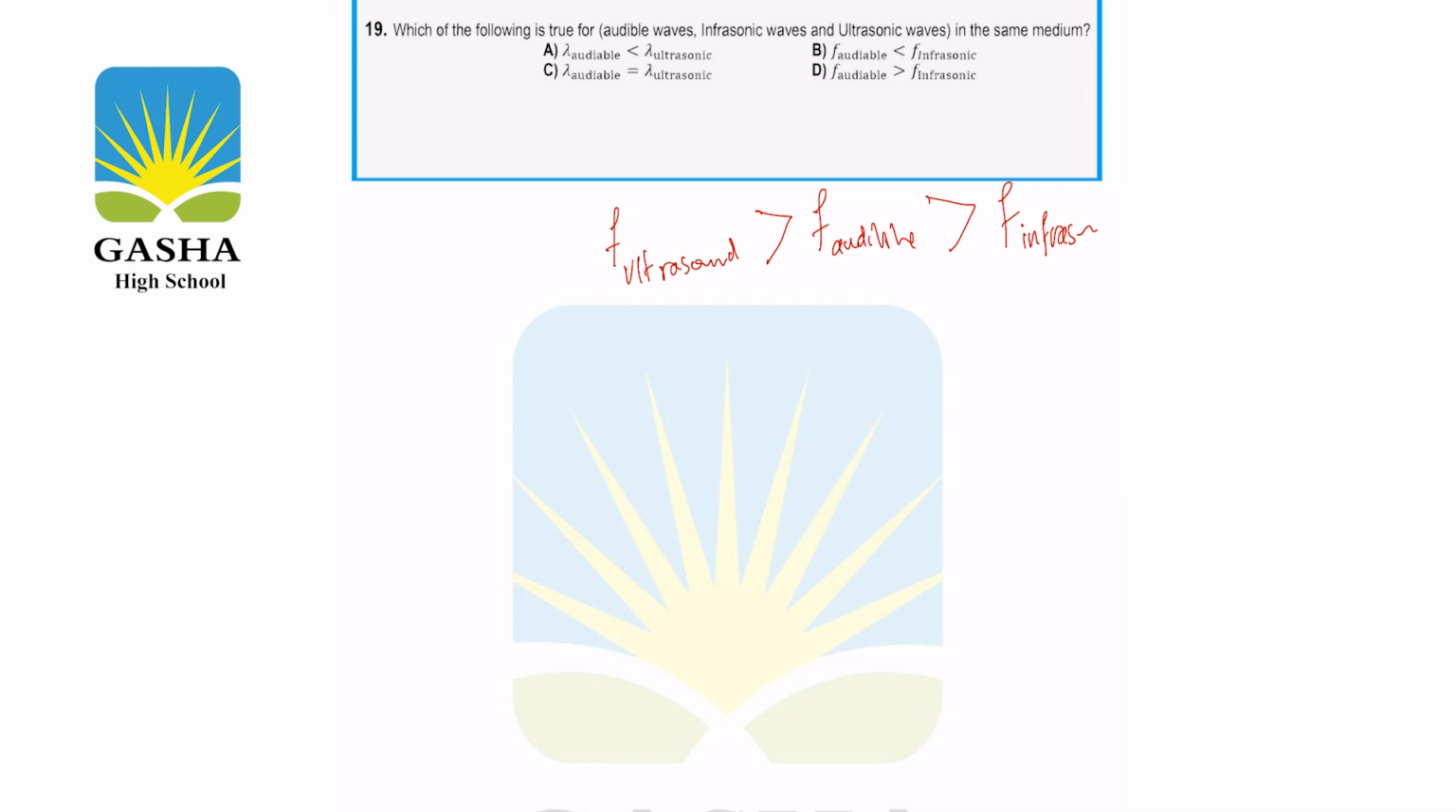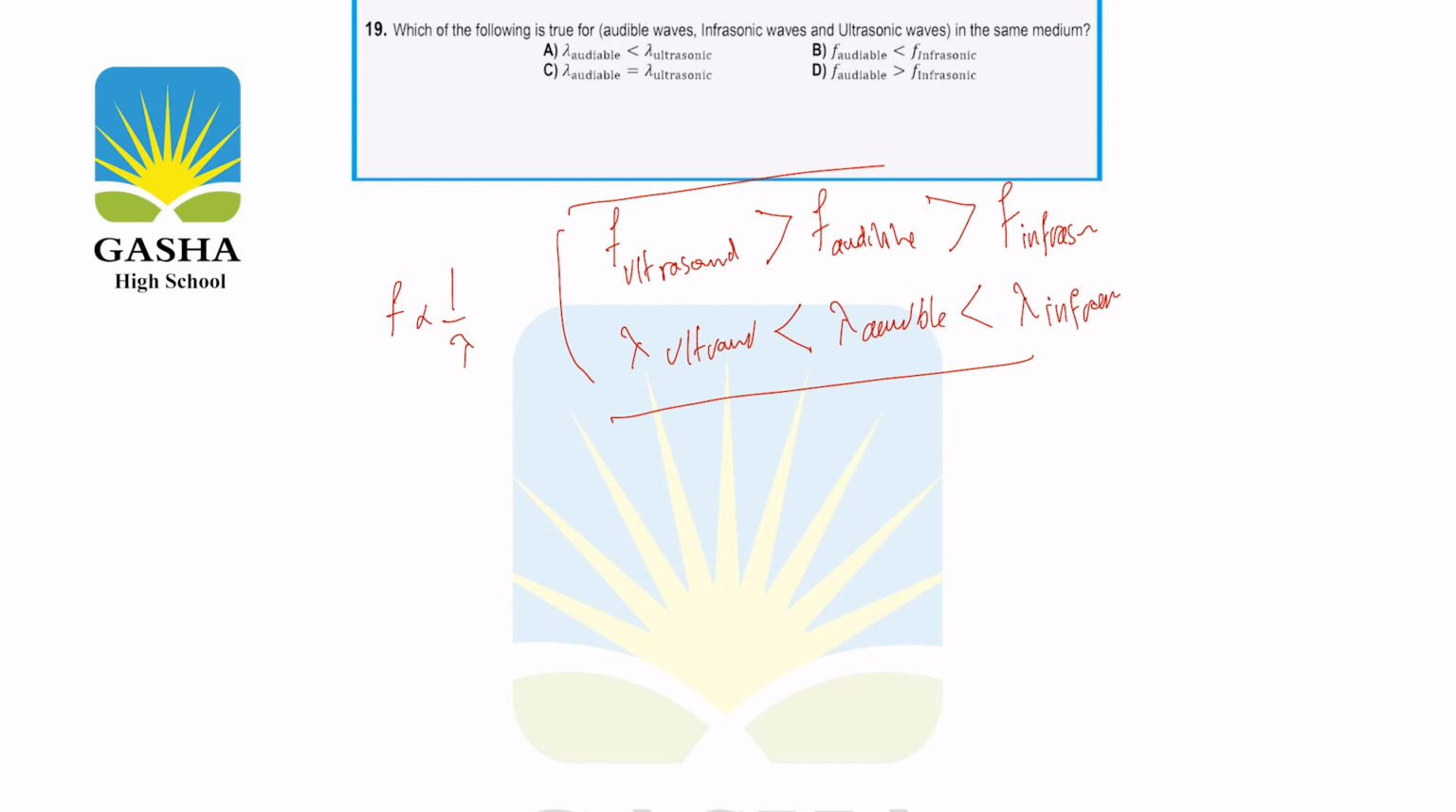Okay, what about the wavelengths? We already know frequency and wavelength are inversely proportional to each other. Since the frequency of ultrasonic is greater than those, the wavelength of ultrasonic is smaller than the wavelength of audible, and that is smaller than the wavelength of infrasonic. So based on these, we can choose the correct answer.